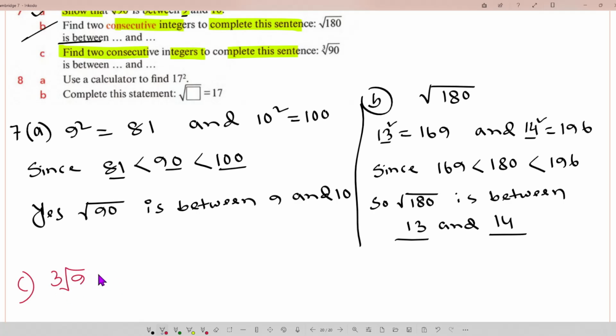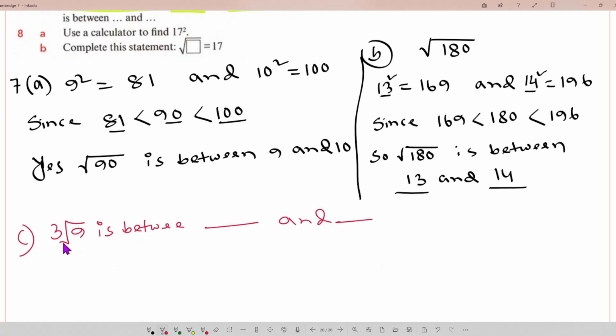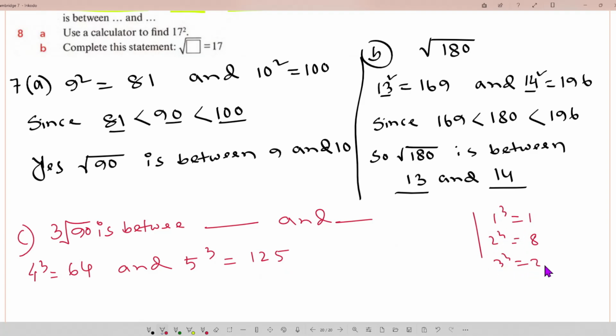So this is number C. Cube root of 90 is between this one and this one. So let's find cube root of 90, sorry, not 99, it's 90. Now look, 4 cube means 64 and 5 cube equals 125. If you want, you can test like this: 1 cube equals 1, 2 cube equals 8, 3 cube equals 27, and finally 4 cube equals what?